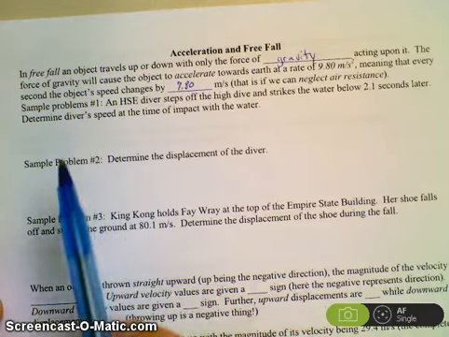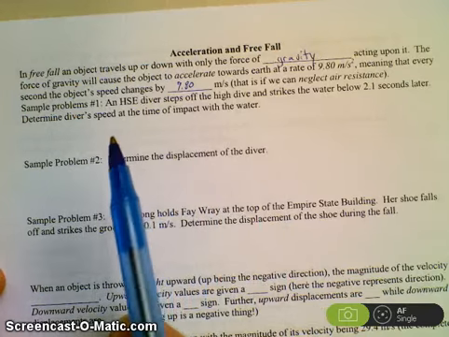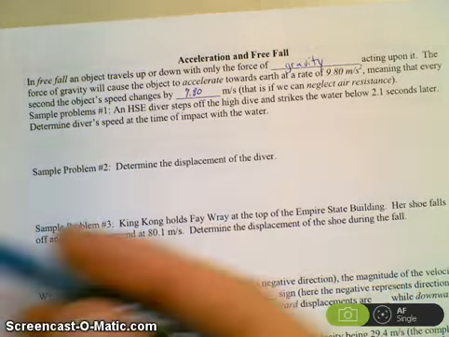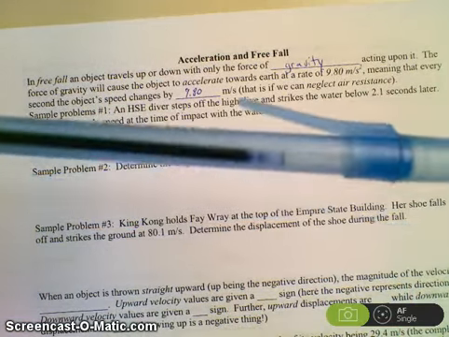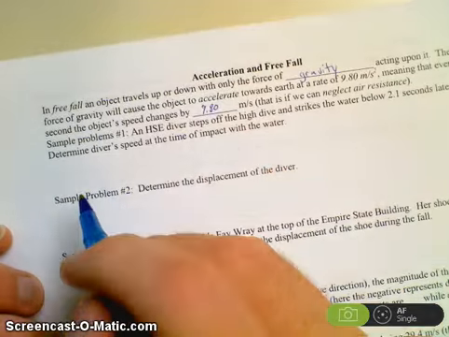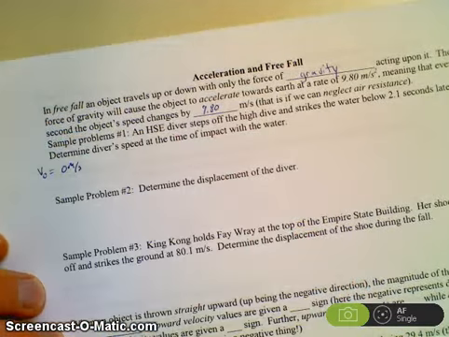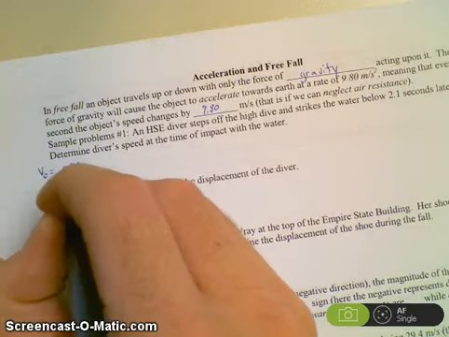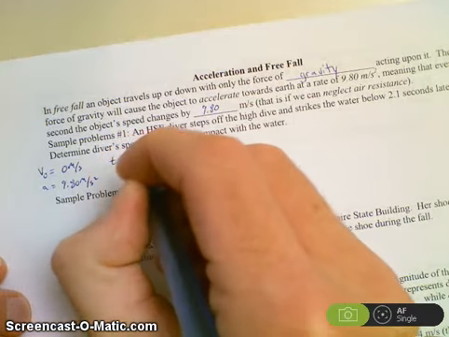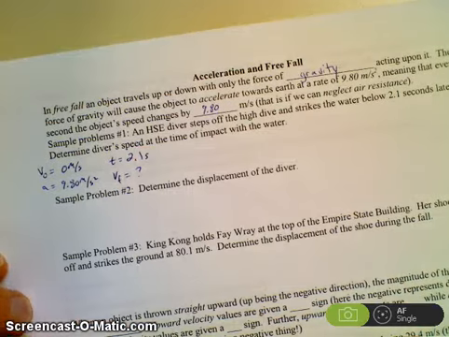If we have an HSE diver stepping off the high dive and striking the water 2.1 seconds below, determine the diver's speed at the time of impact. Well, let's look at our things that we know. What did we talk about when we dropped the pen? What is the initial velocity as soon as it's released from my hand? Well, it's the same thing when the diver steps off the high dive. The initial velocity is 0 meters per second. We know the acceleration is 9.80 meters per second squared, and we know the time is 2.1 seconds, and we're trying to determine the final velocity.